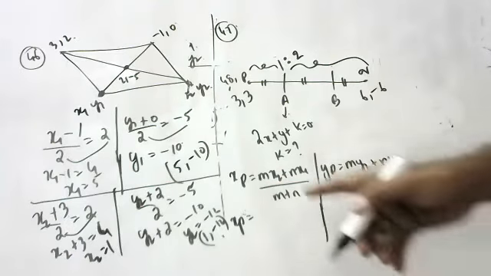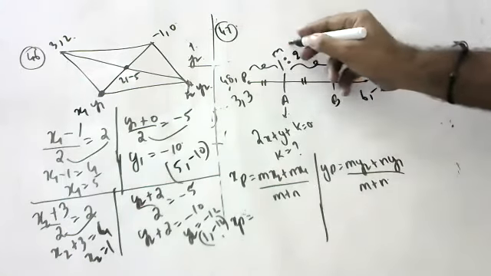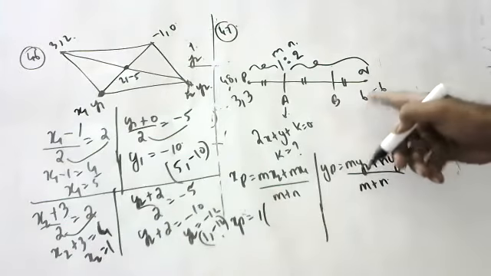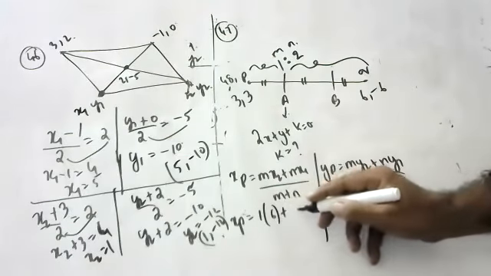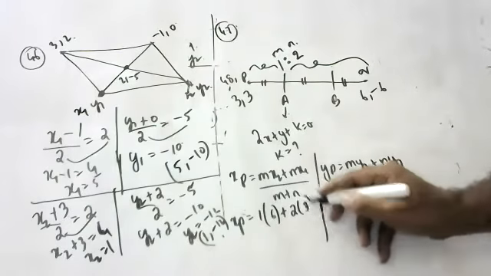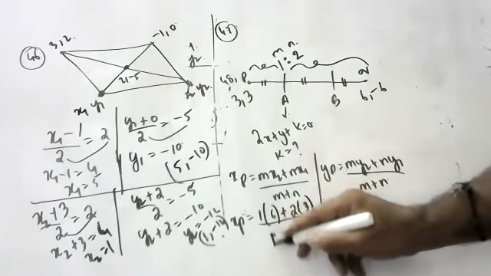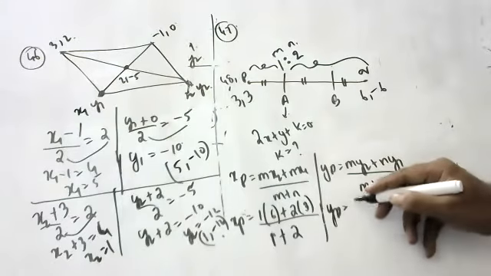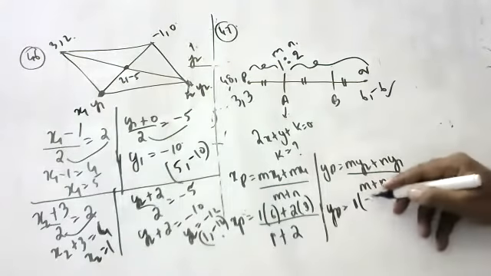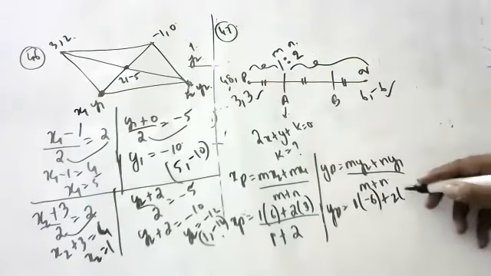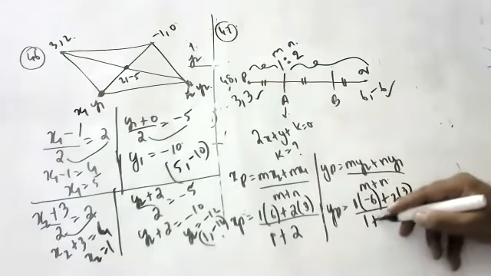Okay, Yatin, can you please tell Nana? m is 1 and n is 2. So x of P is how much? 1 into 6 plus 2 into 3, by 1 plus 2 which is 3. So y of P is 1 into minus 6 plus 2 into 3, by 1 plus 2.